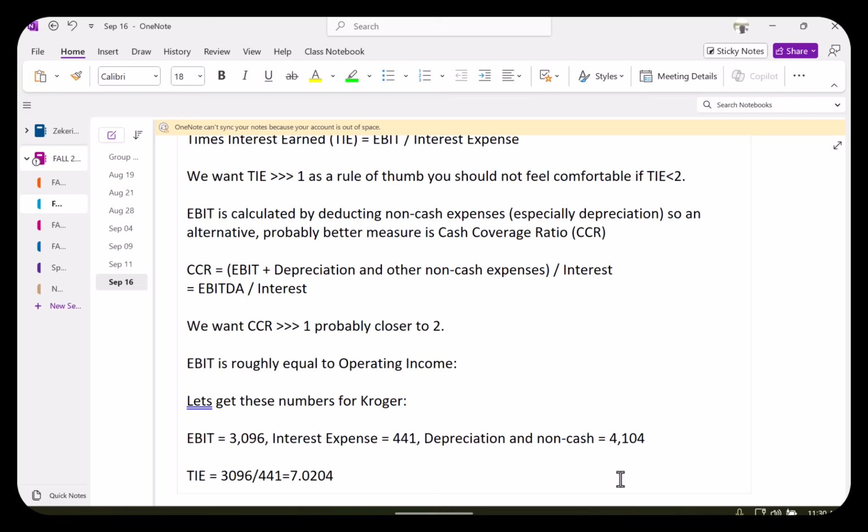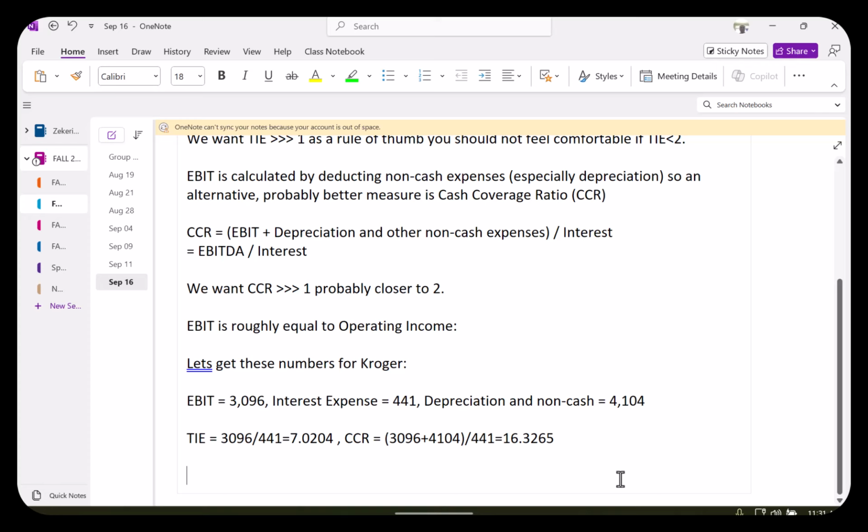So if I'm a long-term creditor to Kroger, I don't have to worry about them being able to service their loan, 7 times their interest, or CCR is 16. So I'm rather comfortable with it. And given that Kroger is a rather profitable company, you didn't think that was going to be an issue anyways. But sometimes it will be.